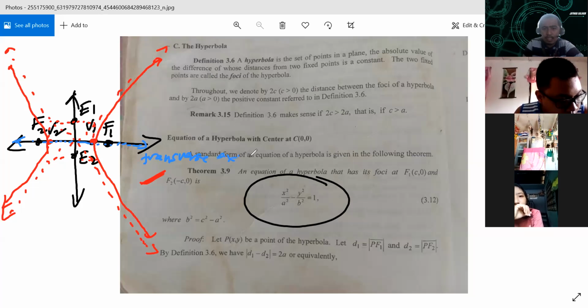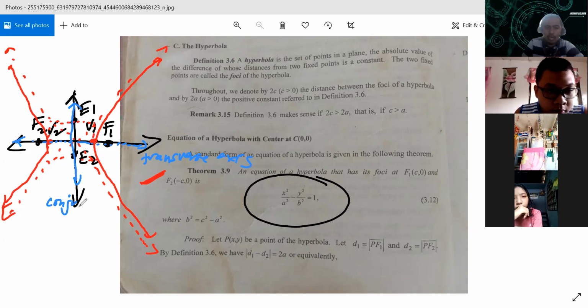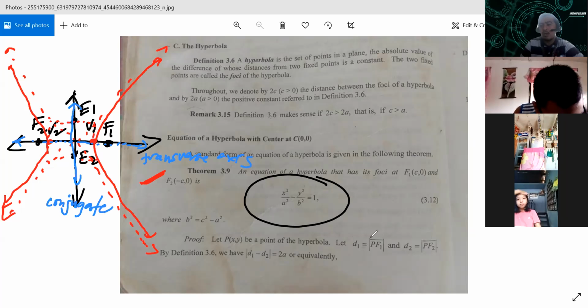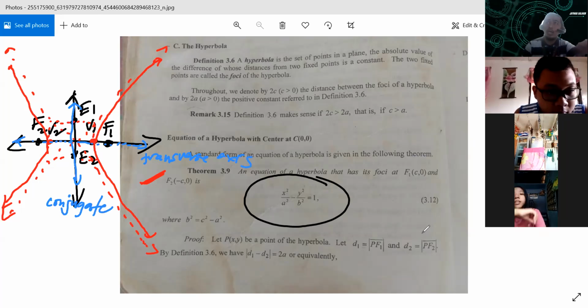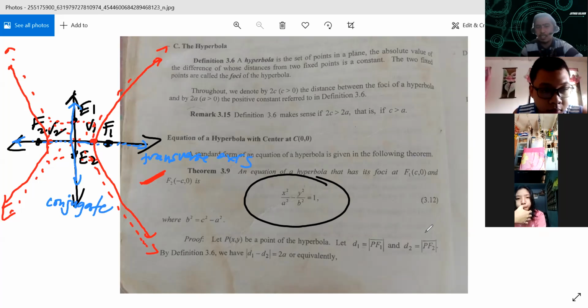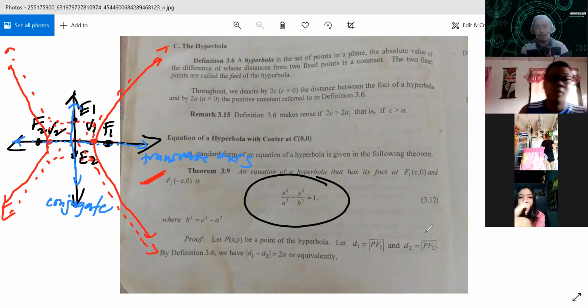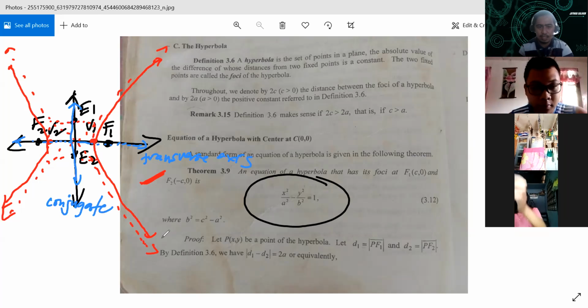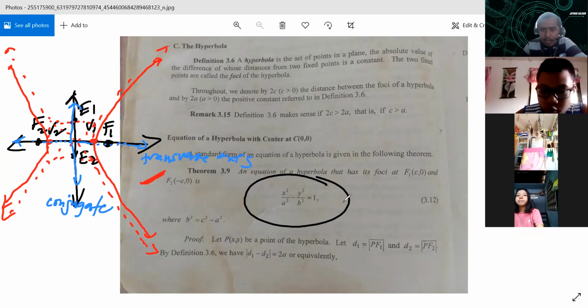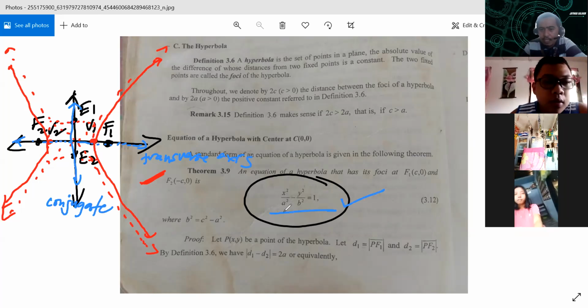Transverse axis. While the axis that passes through your extremities will be called the conjugate axis. In the hyperbola, if we compare it to the ellipse, the axis that passes through your vertices and foci is called the major axis, while the axis that passes through the endpoints of your minor axis is called the minor axis. Okay, so that's it. And the equation for that will be given by this.